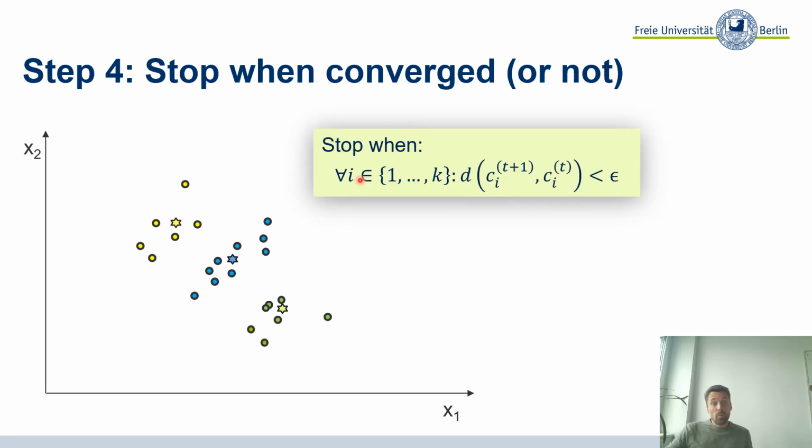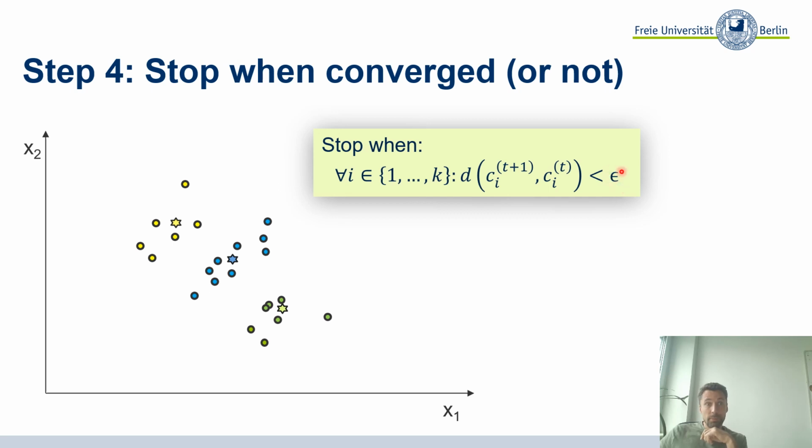Now the question is when to stop. And obviously we should stop when nothing's really changing anymore. So for all the clusters, for all indices from 1 to k, the difference, so really the distance, using the distance metric d, of the current and the last cluster center is smaller than a given epsilon.